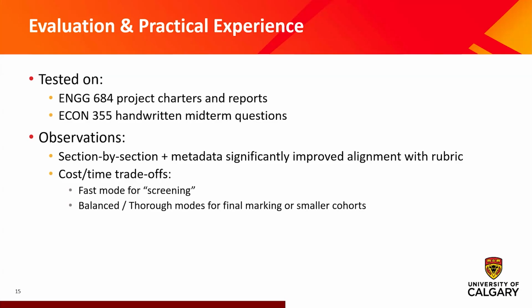The observations: the section-by-section approach plus metadata significantly improved alignment with the rubric. Because this was a large report, when we asked it section by section, the feedback was much better than compiling it as one single submission with 6,000 characters. Fast mode was more for screening. We had to use more advanced and more expensive models to provide better results.